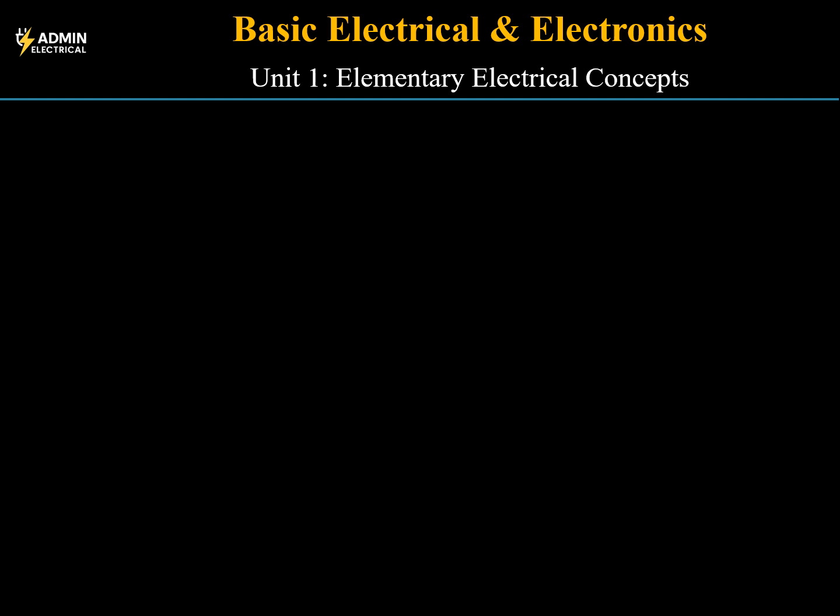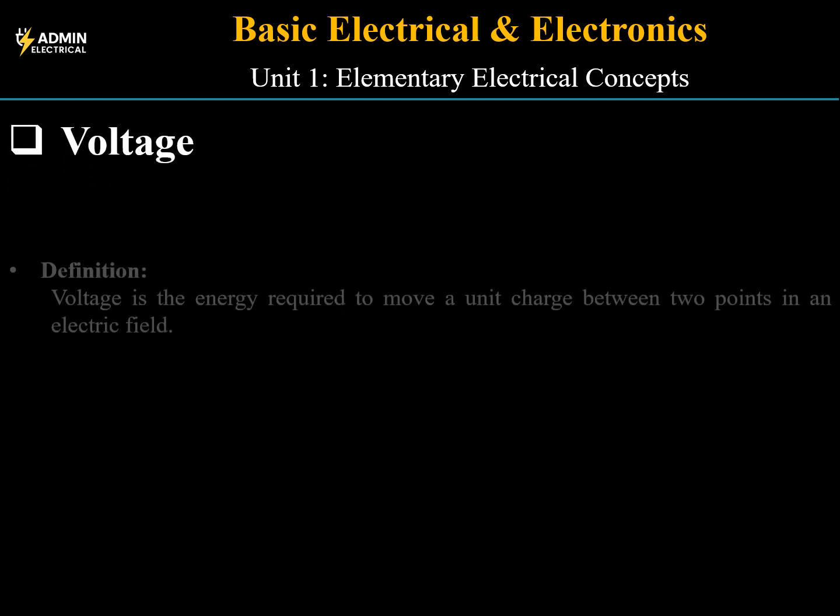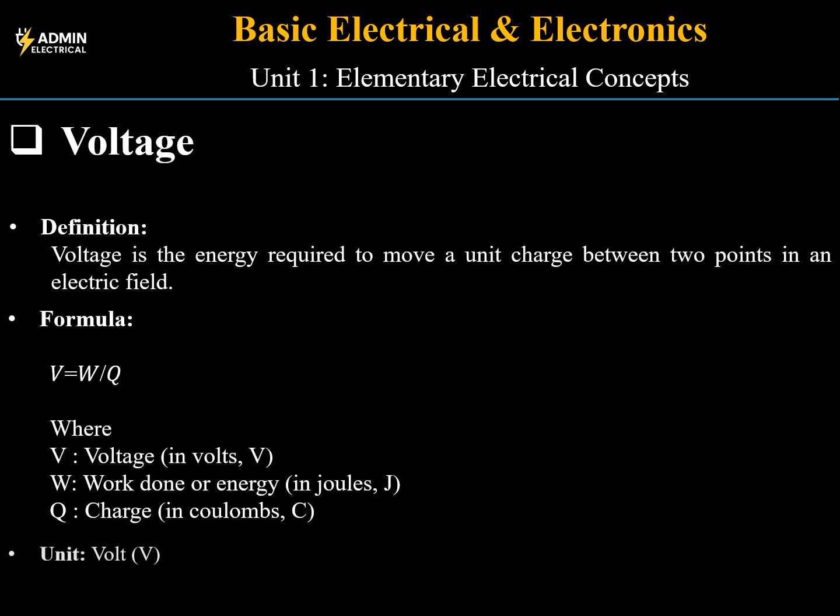Next, we have voltage. Voltage is the energy required to move a unit charge from one point to another. In an electric field, it's like the pressure that pushes the electric current through the wire. The formula for voltage is V = W/Q, where V is voltage in volts, W is work done or energy in joules, Q is charge in coulombs. So, voltage tells us how much work is done to move the charge, and the unit is the volt.